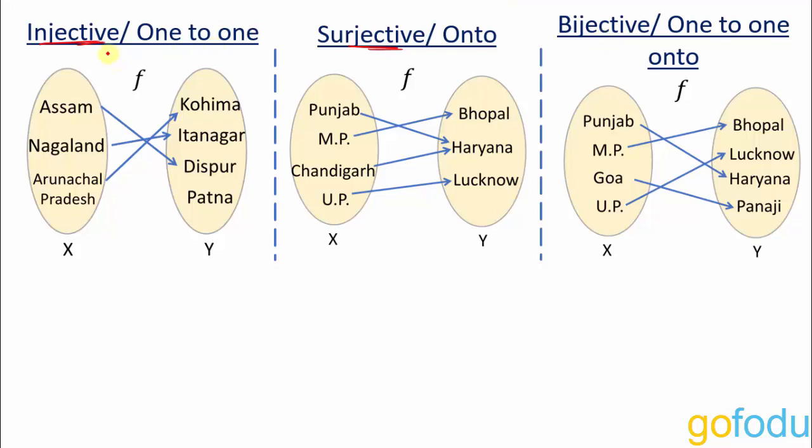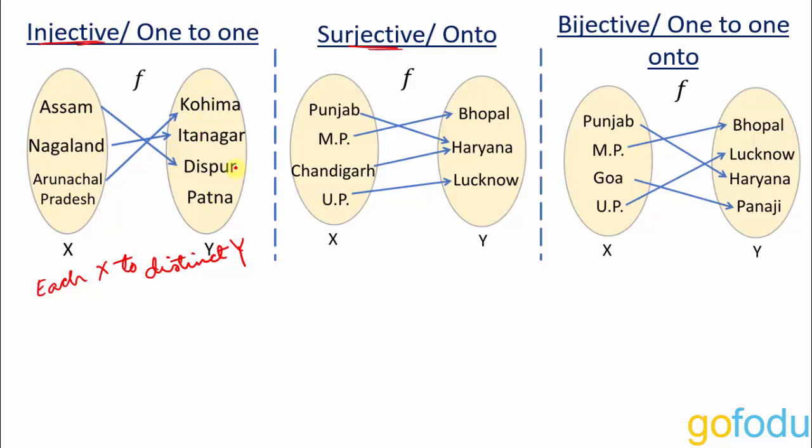Now, an injective function, also called a one-to-one function, maps each element of X to a distinct element of Y. No two elements of X will be mapped to the same Y. So we can write each X to a distinct Y. This is an injective function. You see, Assam is mapped to Dispur, Nagaland to Itanagar, Arunachal Pradesh to Kohima. Each element in set X is mapped to a distinct element in set Y.